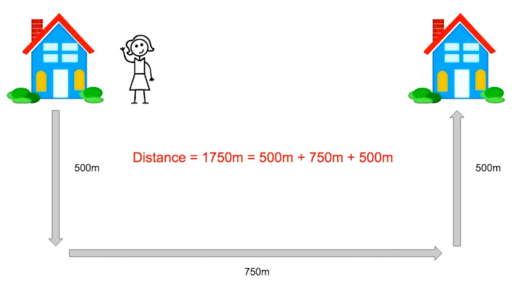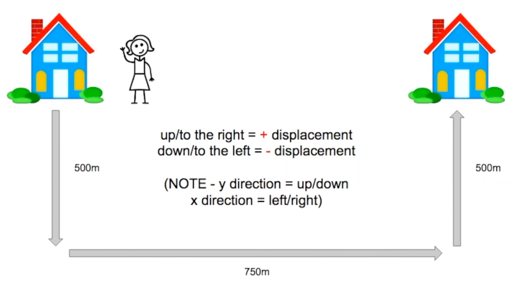In this case, that would be 1,750 meters, which you get by adding 500, 750, and 500 together. To find displacement, we need to consider how far she is from her original starting position, which is her house. Note that for displacement, any movement up or to the right is a positive displacement, while any movement down or to the left is a negative displacement.